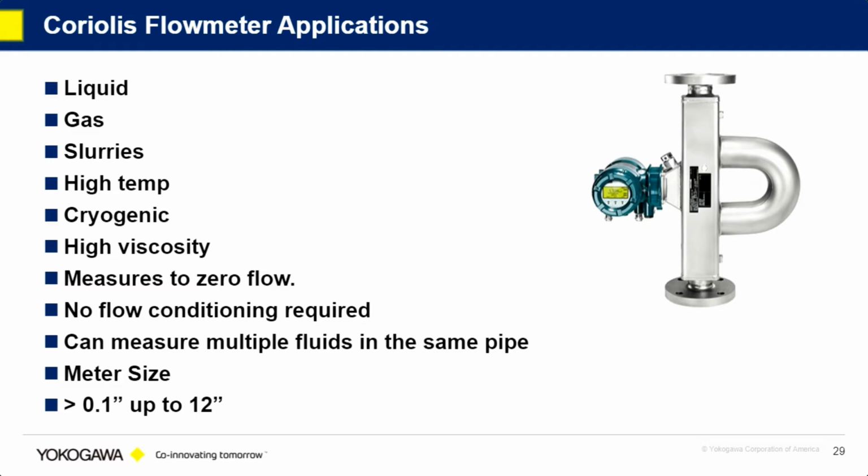And we can do multiple fluids in the same pipe. So with the concentration measurement, if we're measuring proof alcohols, an alcohol and water mixture, or a glycol and water application, we can do multiple fluids within the same pipe, in the same meter. And then the sizes: the smallest tube size is about the tip of a ballpoint pen, less than a millimeter in size, and up to about 12-inch in line size.